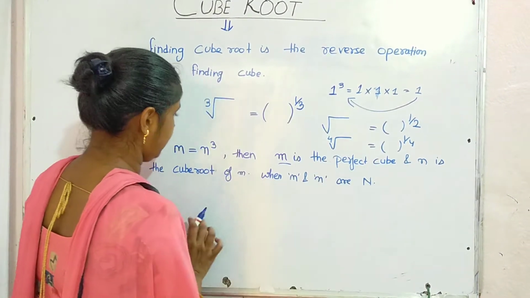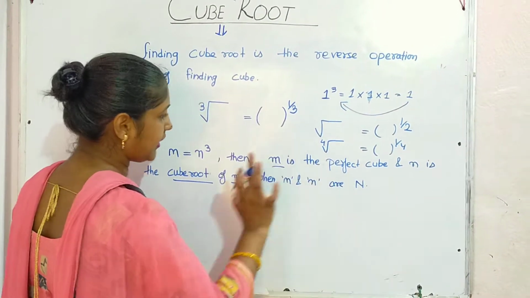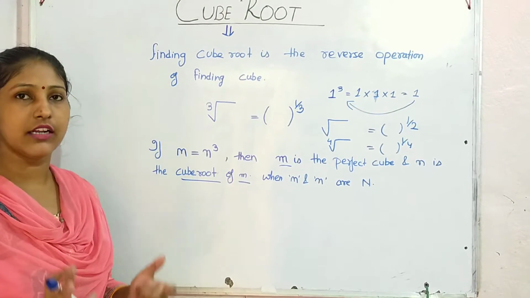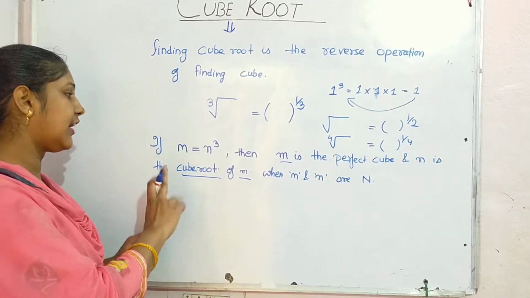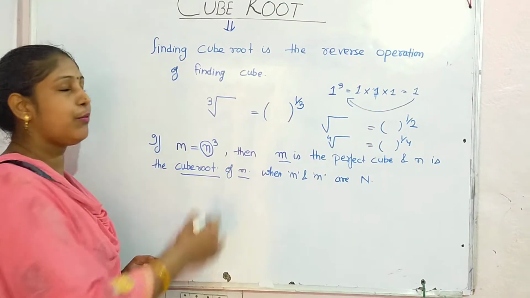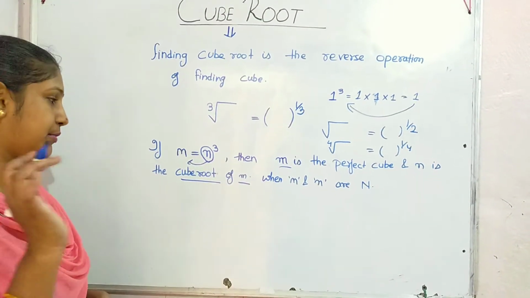Now, if m is equal to n cube, then m is a perfect cube and n is the cube root of m, when m and n are natural numbers. Suppose we have two numbers m and n, both natural numbers, and we can write m as n cube, then n is said to be a cube root of m. We understand this with the help of an example.